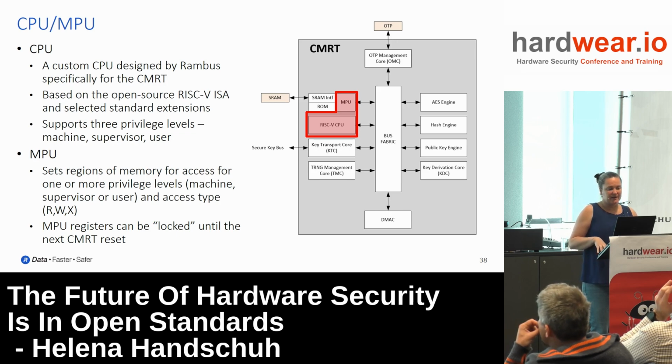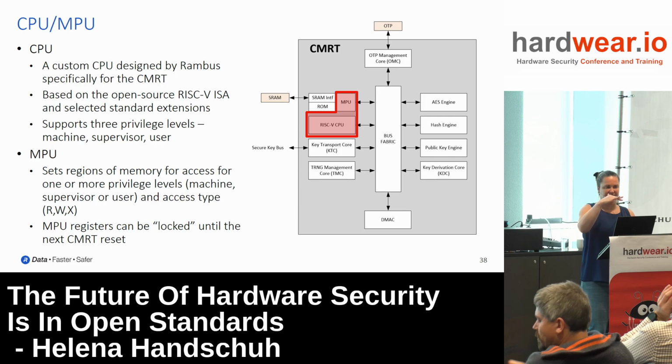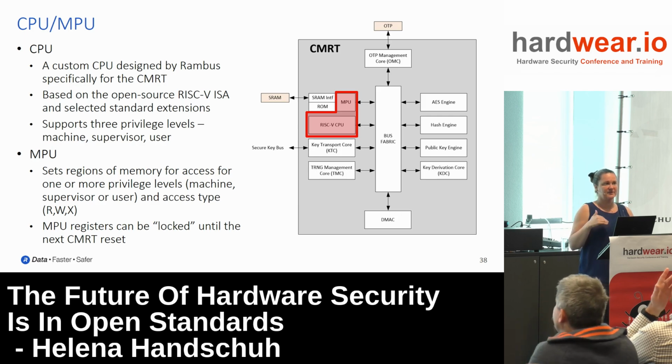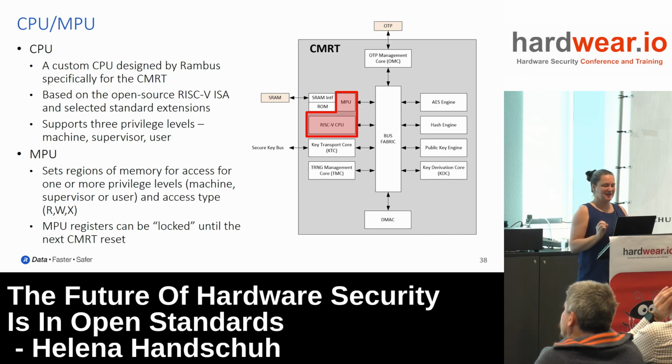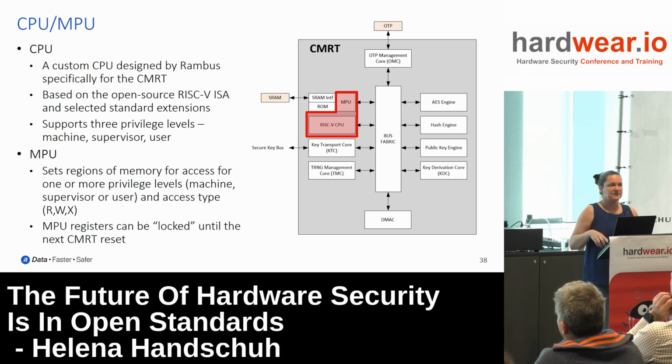It does support 3 privilege levels. You have machine mode, supervisor mode, and user mode. All these 3 different privilege levels have different privileges. Obviously, machine mode is the most secure part, down at the hardware, supervisor mode above, and user mode is applications that you can load on top. And then the MPU sets regions of memory for access by one or more of these privileged modes, and the access type that goes with it, and you can lock these registers until the next reset. So whenever you're running, those privileges and access rights are defined and set for the time in between 2 resets.